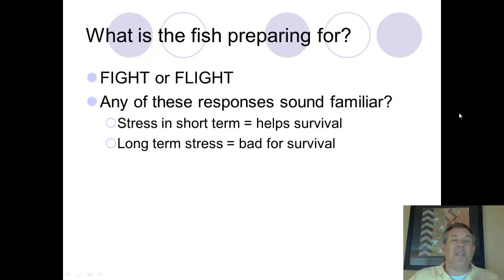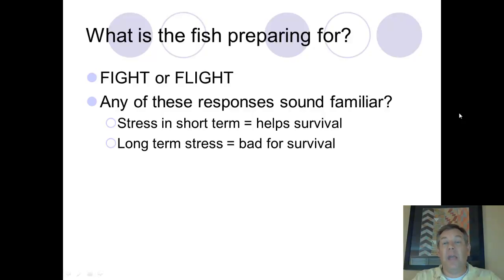Well, does any of that sound familiar? We get stressed, and the same thing happens to us. When we get stressed, your heart rate goes up, I assume your blood glucose goes up, your respiration goes up, you release hormones. It's the same thing, and it's for the same reason. We also have the same fight or flight response whenever we're stressed by something.